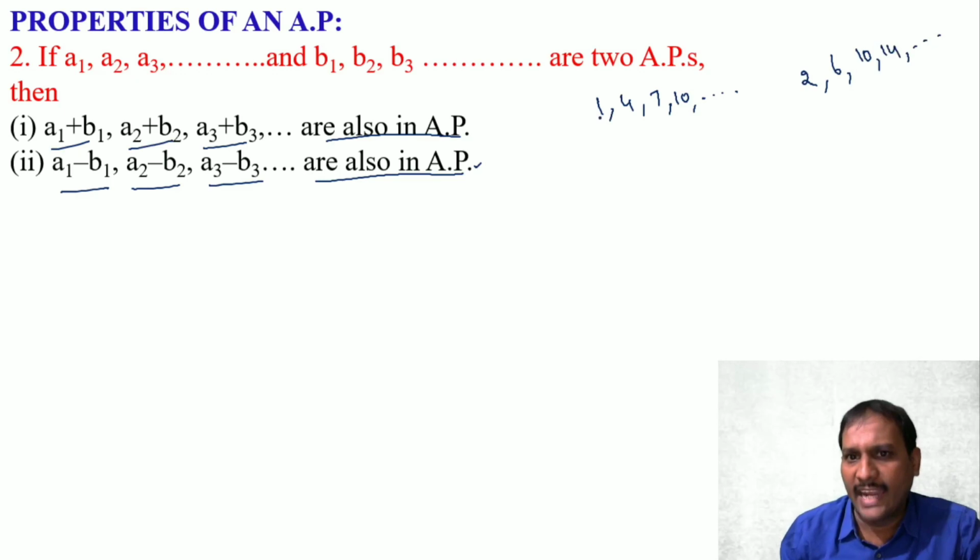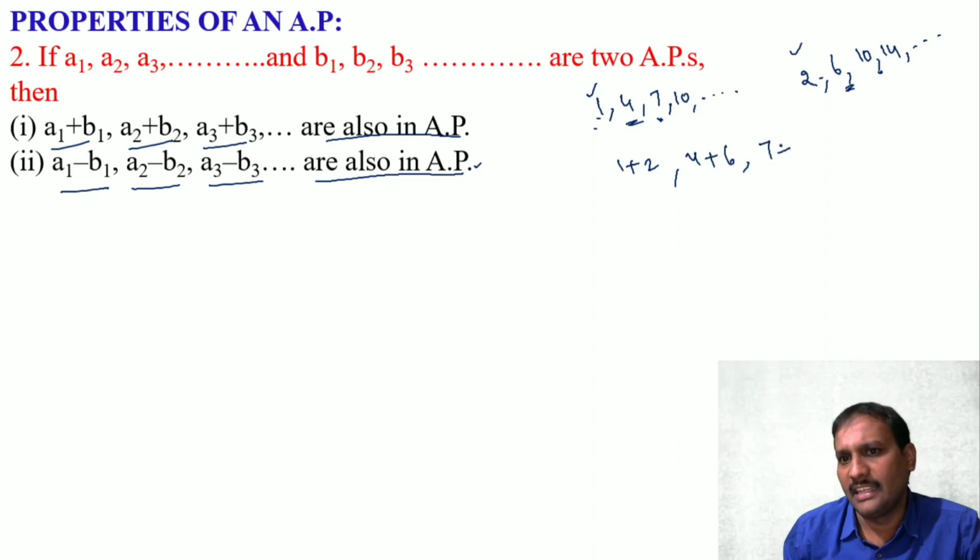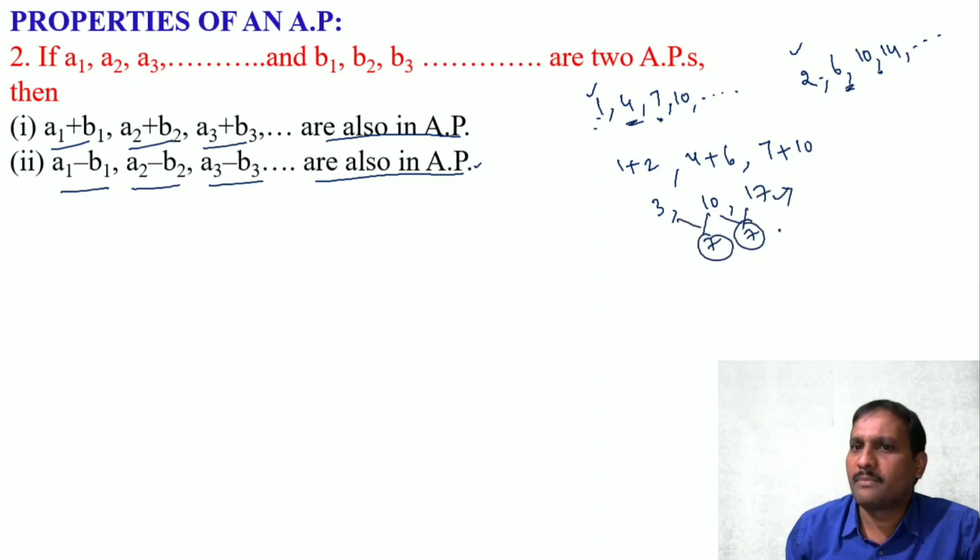Now let us add the respective terms. First term with first term, second term with second term, third term with third term. So what you will get? 1 plus 2, A1 plus B1, A2 plus B2, 4 plus 6, 7 plus 10, A3 plus B3. So what you will get? 3, 6 plus 4, 10, 10 plus 7, 17. If you observe, the difference between them is same. Therefore, it forms an AP.